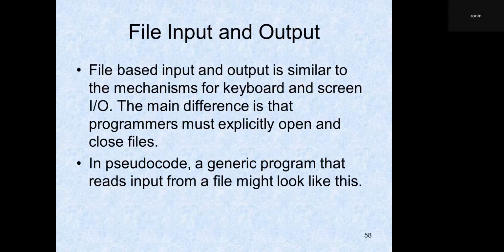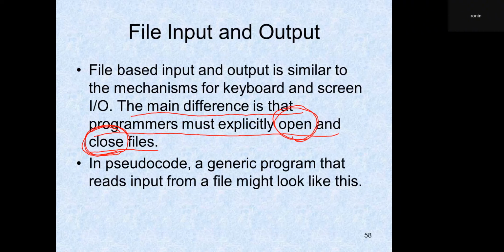File input and output. File-based input and output is similar to the mechanism for keyboard and screen I/O. The main difference is that programmers must explicitly open and close files. Remember, we should open and close files. If we want to access or modify the file, we should open it first. Then after modifying the file, remember to close the file.